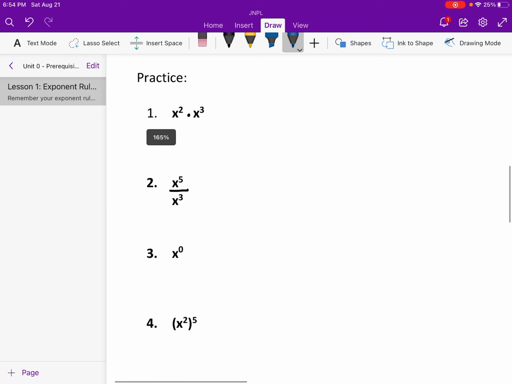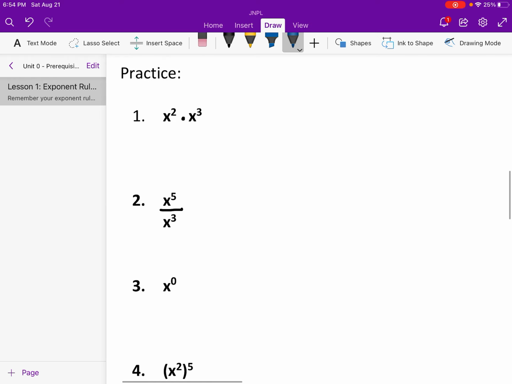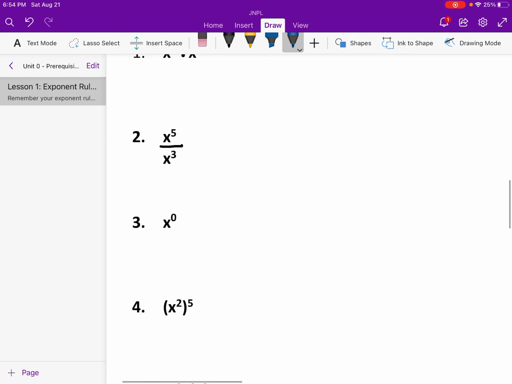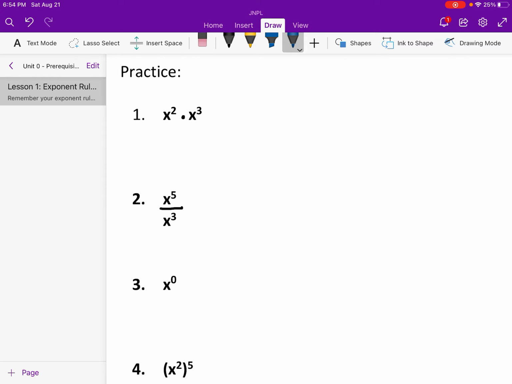So practice, well, this isn't necessarily practice, but it's just examples of how these rules apply. So there's 7 different things, and that's all the 7 rules. So the first one we said you need to add exponents when you're multiplying things. So don't say that equals x to the 6th. No, it equals x to the 5th because we add the exponents. 2 plus 3.